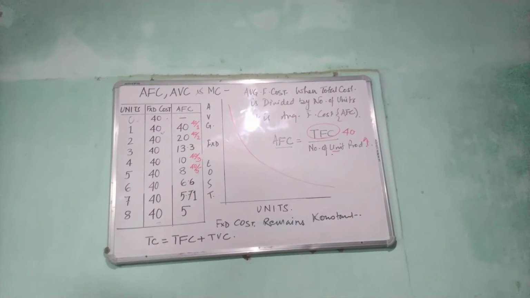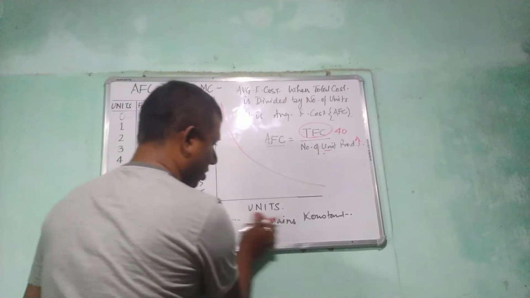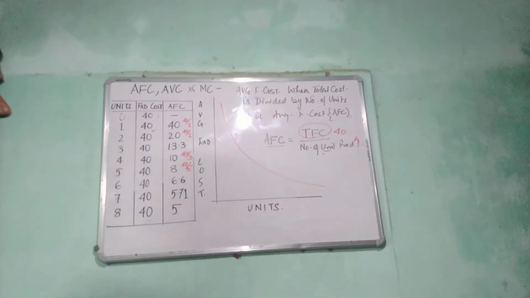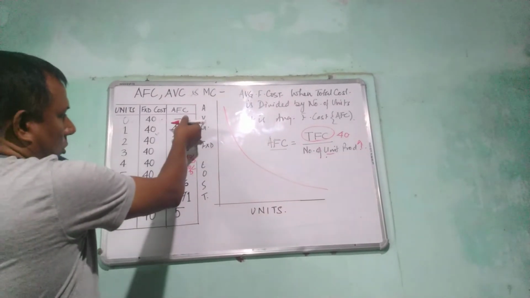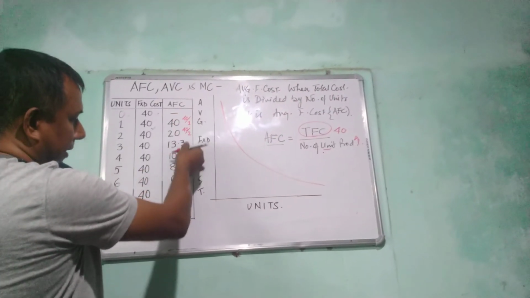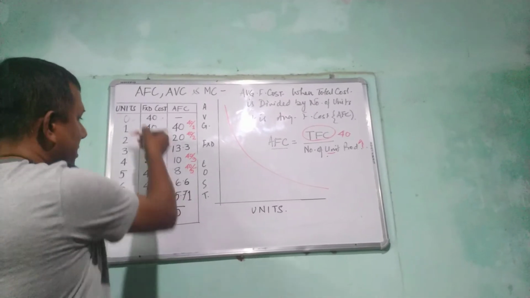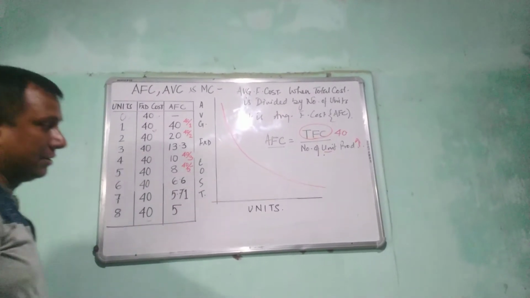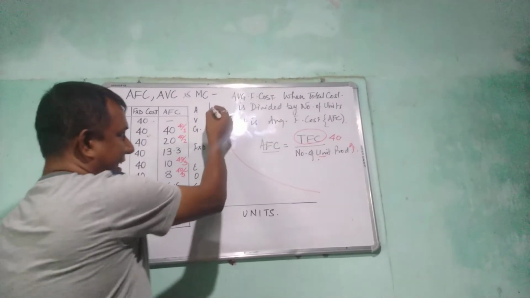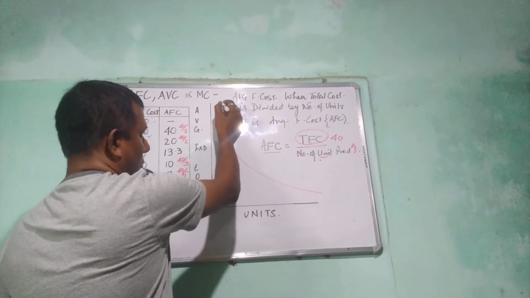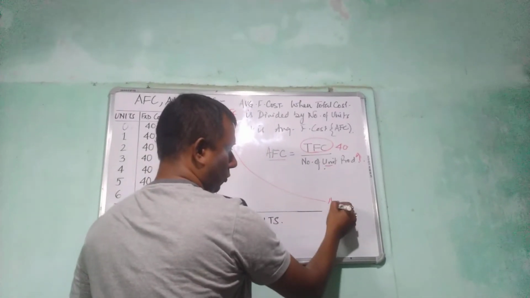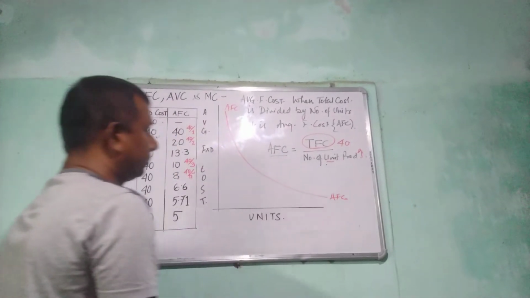Now let us understand the nature of the average fixed cost curve. We see over here that it is descending, it goes on decreasing as the production increases. Hence our curve is also a negative sloping curve. This is the AFC curve.